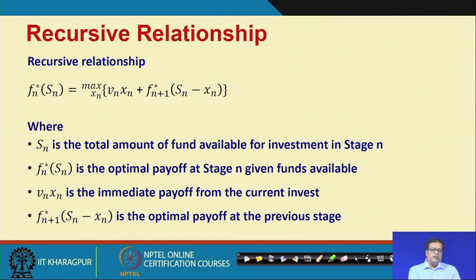from Bellman's principle, which basically says fn star of Sn is the maximum over xn of Vn(xn) plus f star n plus 1 of (Sn minus xn), where fn is for stage n, and f n plus 1 relates to stage n plus 1, and these are the different values which I already explained in our previous lecture. So, how do we iterate?